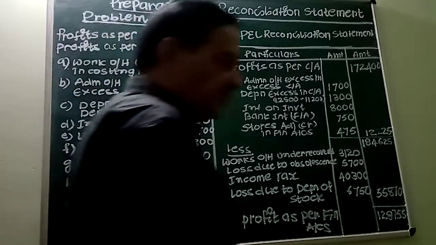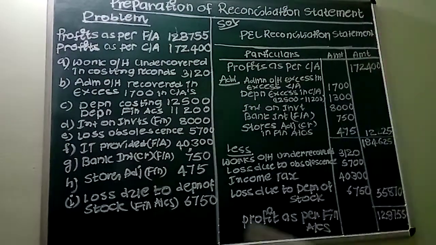See, after doing this, you must add all these items. 1,700, 1,300, 8,000, 750 and 475 put together, 12,225 rupees. You must add. See, when you add 12,225 rupees to 1,72,400, you will get 1,84,625. This is the addition part.